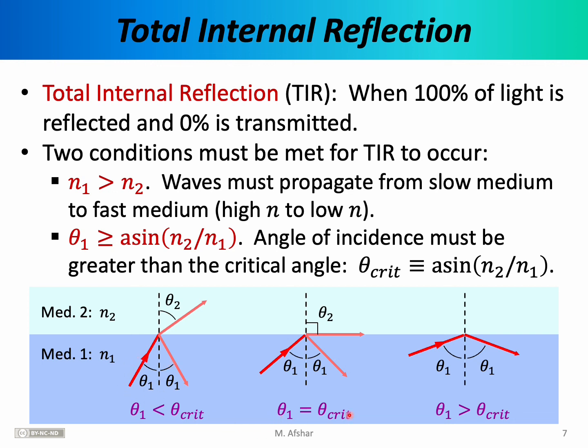If theta 1 is equal to the critical angle, then there will be some reflection, and there will also be some transmission, although the transmitted ray will propagate along the boundary. So it's barely staying in the second medium. The angle of transmission, or the angle of refraction, is 90 degrees in this case. If theta 1 is greater than the critical angle, then 100% of the incident ray is reflected and none is transmitted. This final case is referred to as total internal reflection.